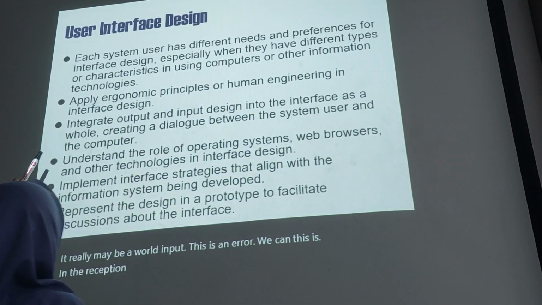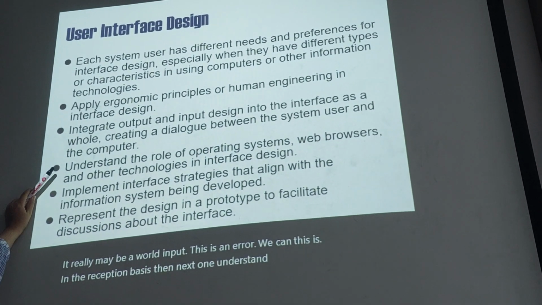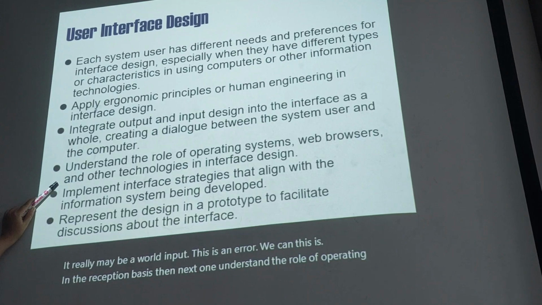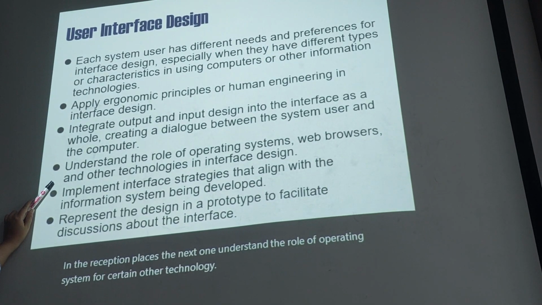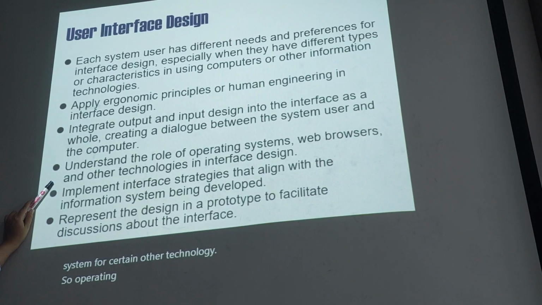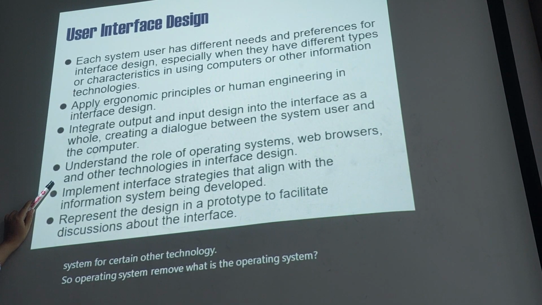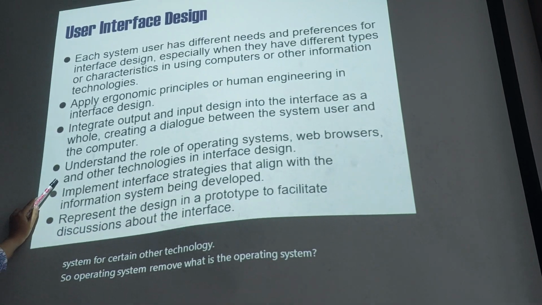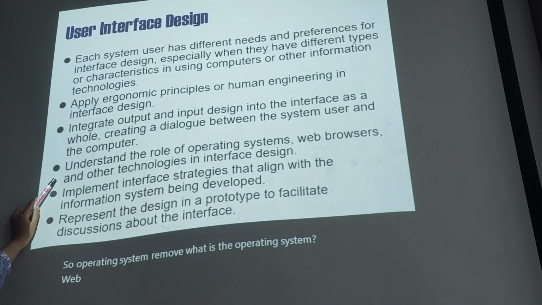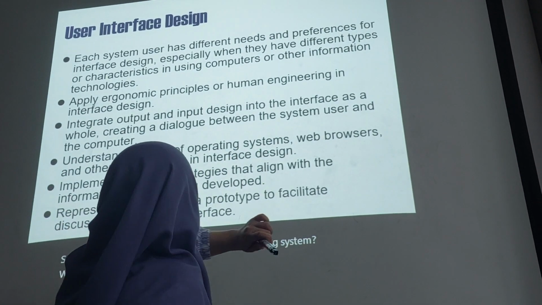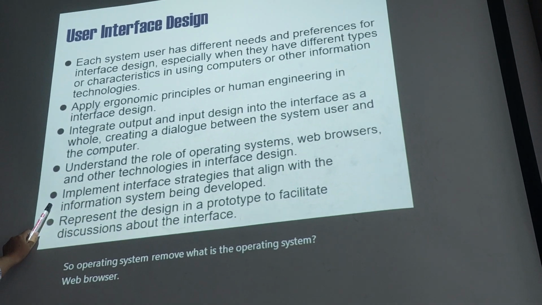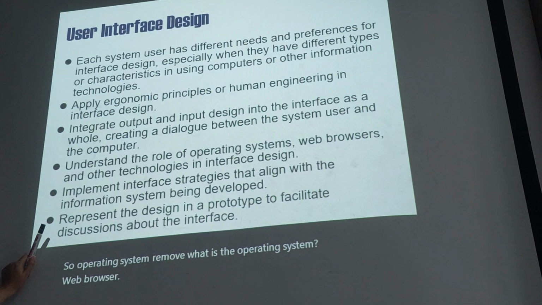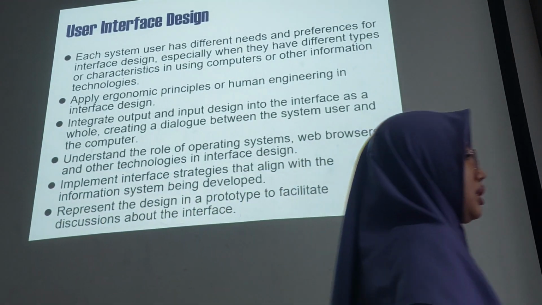The next one is to understand the role of the operating system, web browser, and other technology in the interface design. Do you know what an operating system is? Windows. Web browser: Chrome, Firefox, Mozilla and others. Then implement interface stability that aligns with the implementing system and represents the design of the prototype.